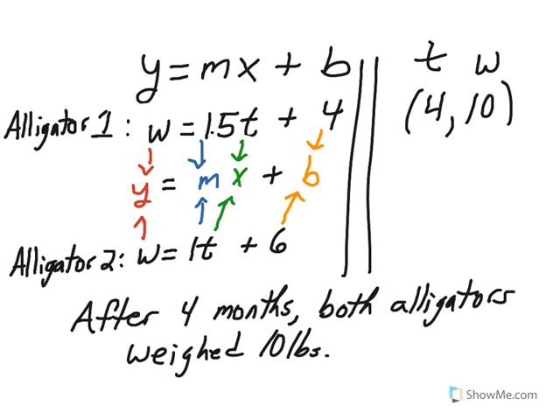So our final answer needs to be written in a sentence. After 4 months, both alligators weighed 10 pounds. That's how we answer the question. After how many months did the alligators weigh the same? Please pause the video and copy this final answer into your notes.